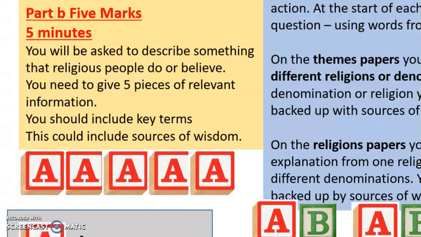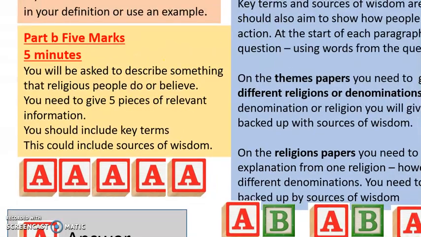On the 2018 paper, there was a Part B question asking candidates to describe the crucifixion of Jesus. On this sort of question, you are just describing the story. You are not explaining the story. And so look out for those questions where you are asked to describe a story. You're just going to describe 5 things that happened during that story.